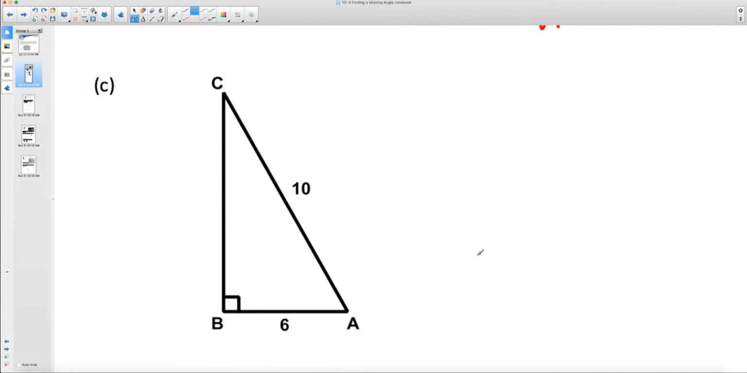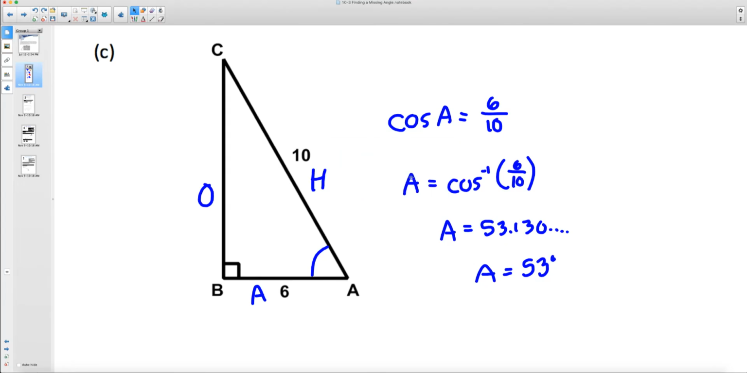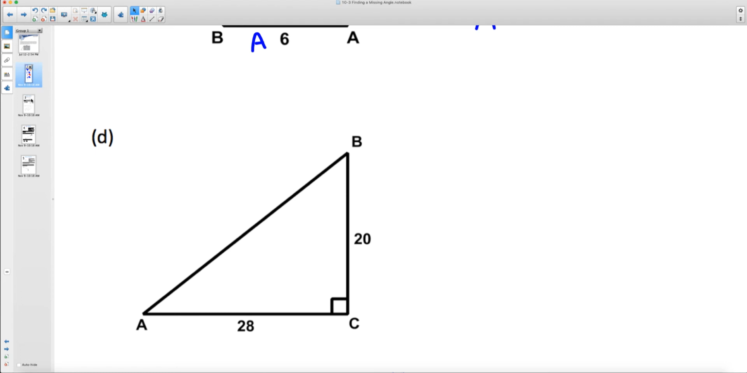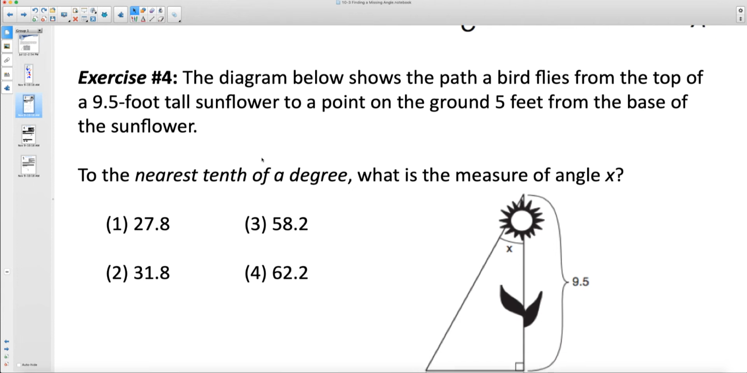Why don't you pause the video and try this one? And here's the answer to C. I'm going to skip a little bit. We'll skip over D. We'll skip over exercise 3. Let's go to exercise 4.